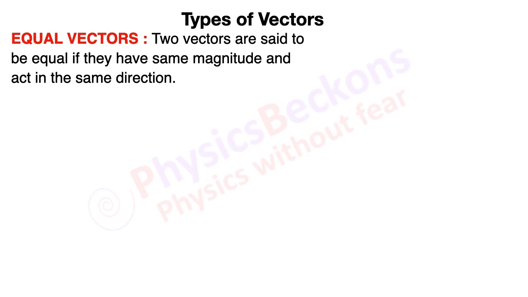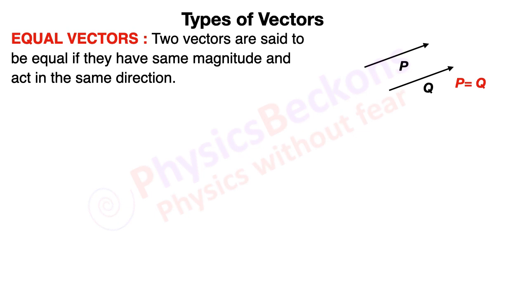Equal vectors. Two vectors are said to be equal if they have same magnitude and act in the same direction. As an example, you can see here we have two vectors P and Q. Both are equal in magnitude and are acting in same direction. And clearly they must represent the same physical quantity.